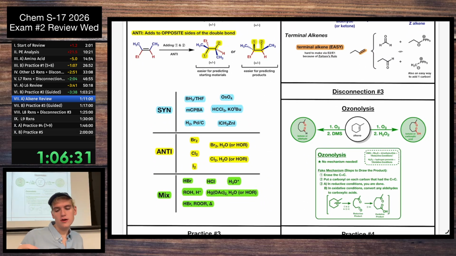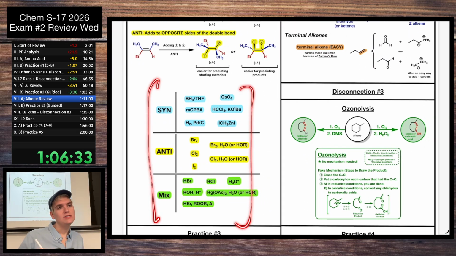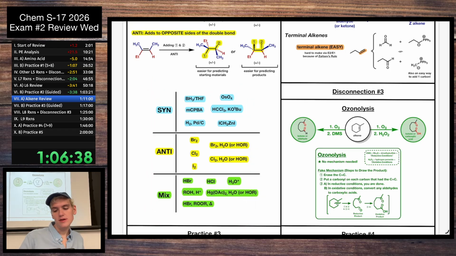I also made a little chart of like syn-anti mixed of our reagents just to kind of visually organize it and see them all kind of laid out. So we have a good kind of like smattering across the board.